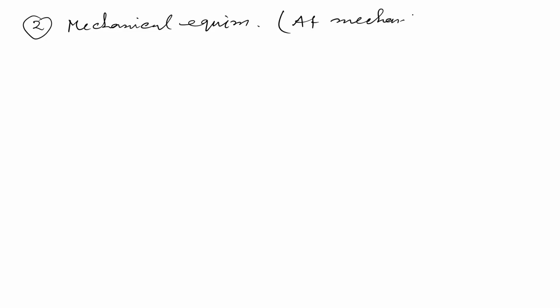Now next one, number 2, is mechanical equilibrium. Right? So here you write, at mechanical equilibrium, the pressure of the phases which are in equilibrium must be the same. So in our case, the pressure of the beta phase should be equal to the pressure of this delta phase. Okay, this I have to prove.